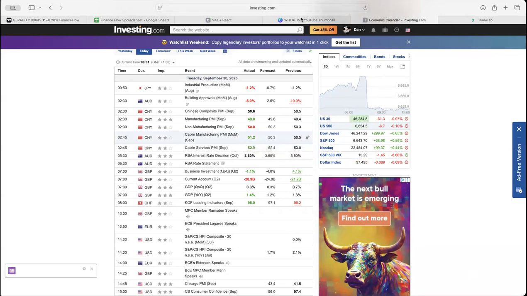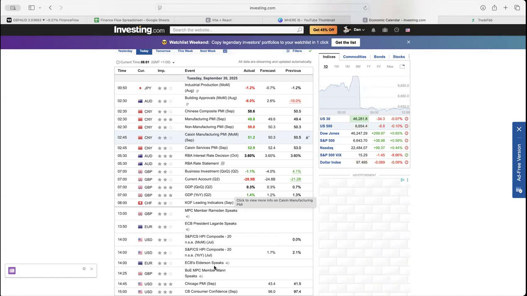Obviously, the BOE kept interest rates as they were. I haven't had a chance to read through the statement yet. GDP, like everyone else, has been pretty good for the pound. Right. We saw a lot of pound weakness yesterday. It's a bit middle of the road today. But this is a very, very good sign in regards to GDP growth.